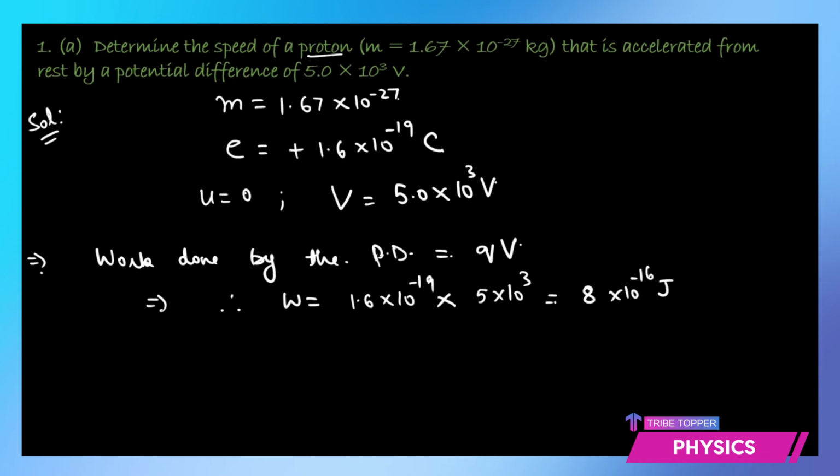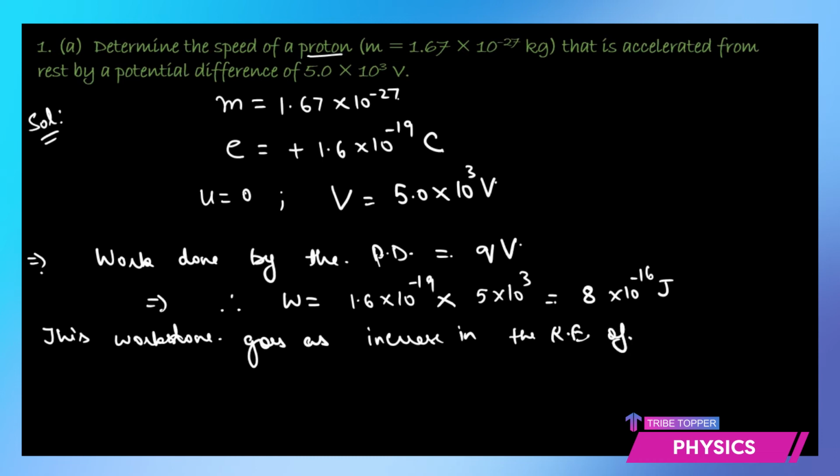Now this work goes into what? In accelerating the charge. So this work done appears as an increase in the kinetic energy of the proton, right? So this work appears as the kinetic energy of the proton. So let's equate this work done to half mv squared, and we need to find v. Therefore v would be equal to the square root of 2 times work done upon mass. So we'll just plug in the values now.